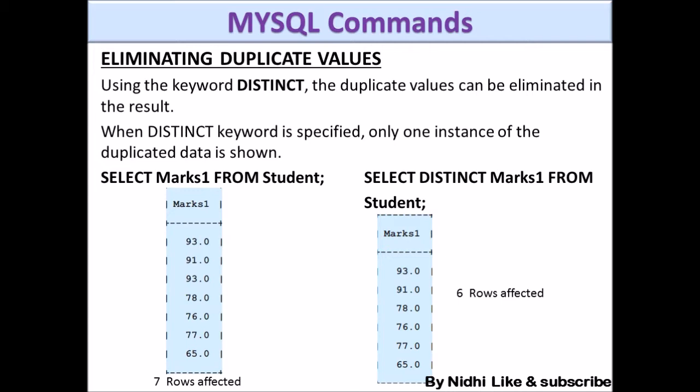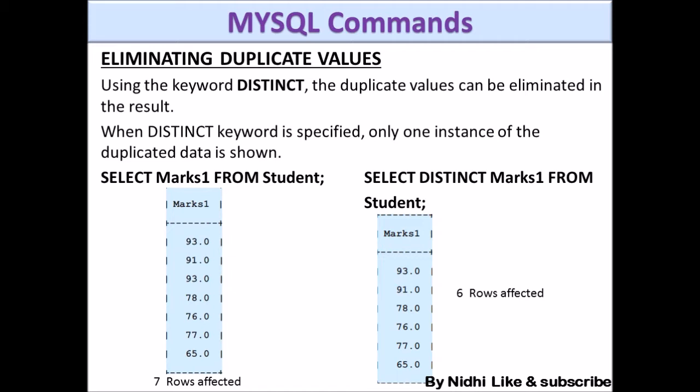When the distinct keyword is specified, only one instance of duplicate data is shown. So here you can see the difference between the query with distinct and without distinct. Here I am writing the query select marks 1 from student. All the marks of the students are shown here: 93, 91, 93, 78, 76, 77, 65. In this, 93 is repeated twice.